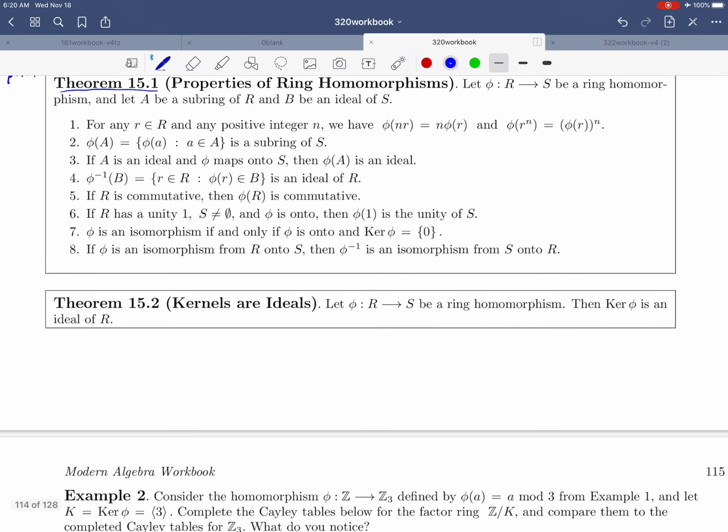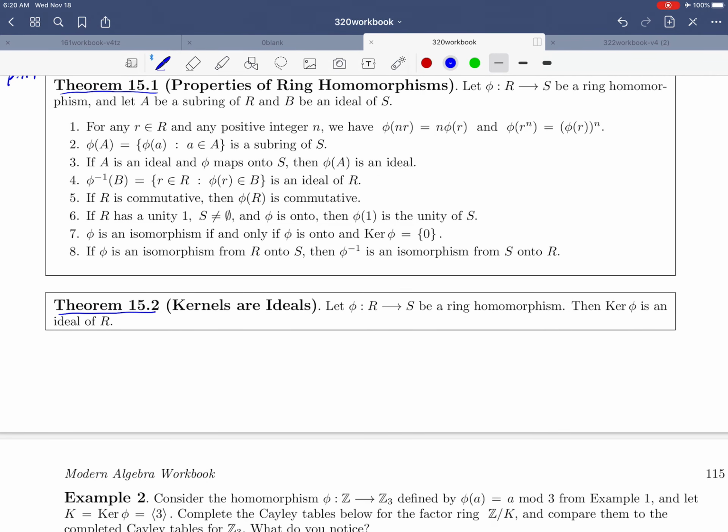And let's move down to Theorem 15.2. This one I would like to read through together. It tells us that kernels are ideals, and specifically, let phi from R to S be a ring homomorphism, it tells us that the kernel of phi has to be an ideal of R. This theorem also has an analog back from chapter 10. In chapter 10, when you were talking about group homomorphisms, you learned that kernels of group homomorphisms are normal subgroups.